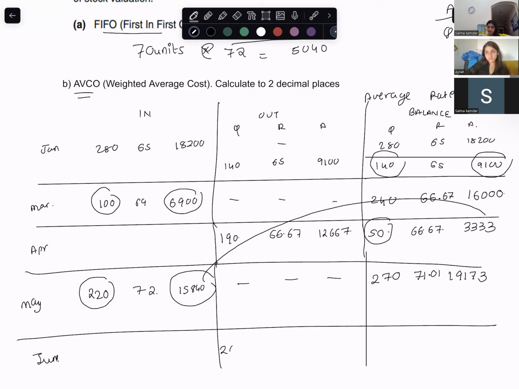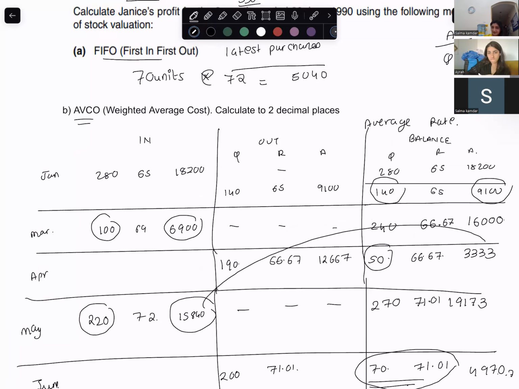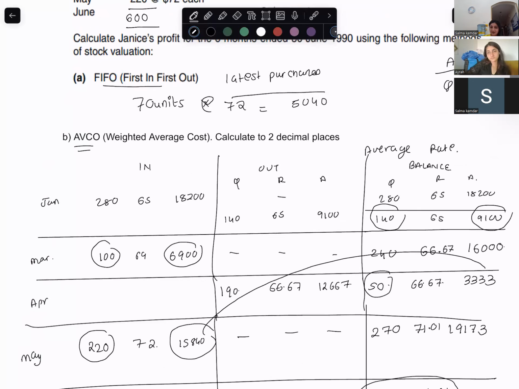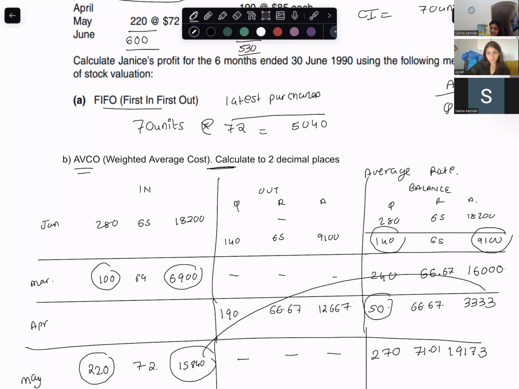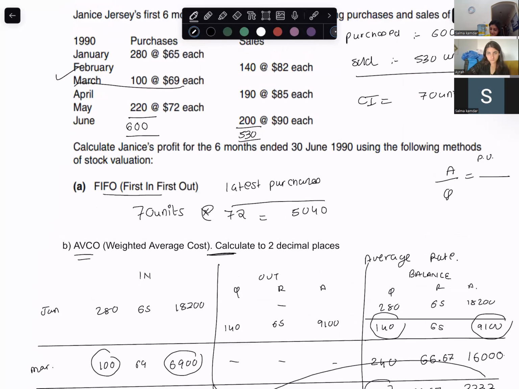Now in June, you're selling 200 units at the rate of 71.01. So your closing inventory will be 70 units at the rate of 71.01. So 70 into 71.01, your closing inventory would be 4,970. Yeah, 0.7, so you can make it 4,971 at the end. So your closing inventory as per AFCO method is 4,971.